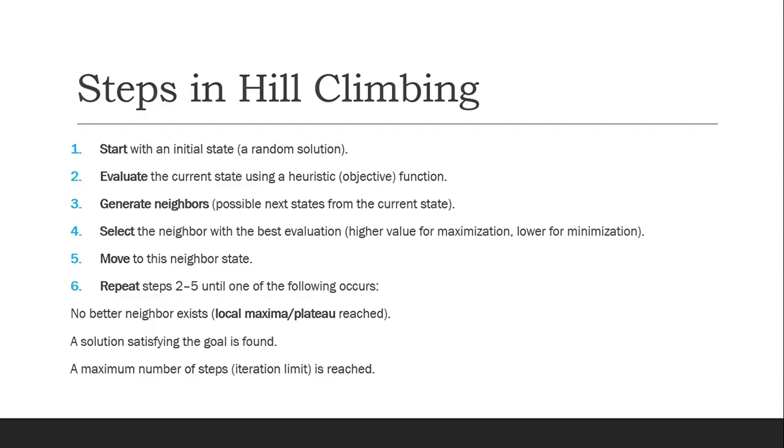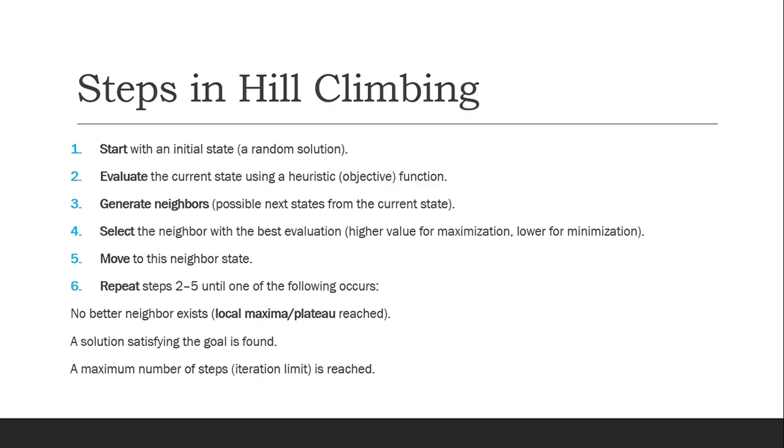So these are the steps of the hill climbing algorithm. We start with the initial state, that is a random solution. It evaluates the current state using a heuristic, or you can say an objective function. Generate neighbors, that are the possible next states from the current state. It selects the neighbor with the best evaluation, that is a higher value for maximization or a lower value for minimization.